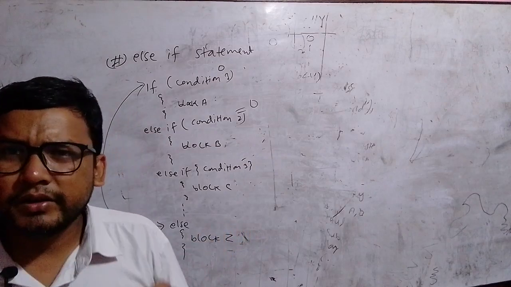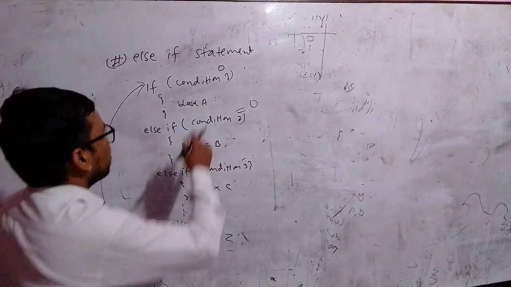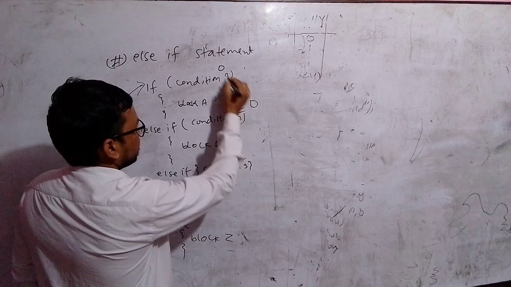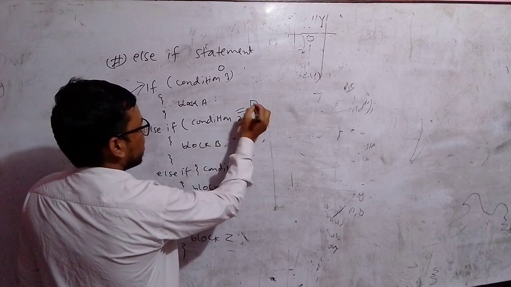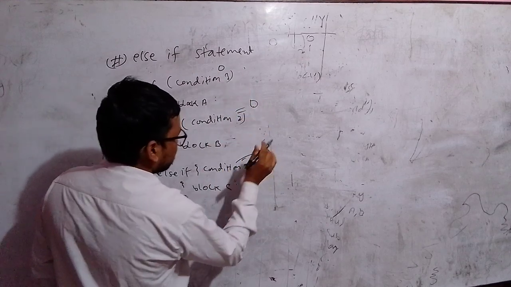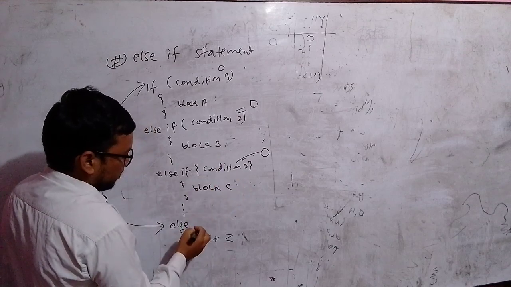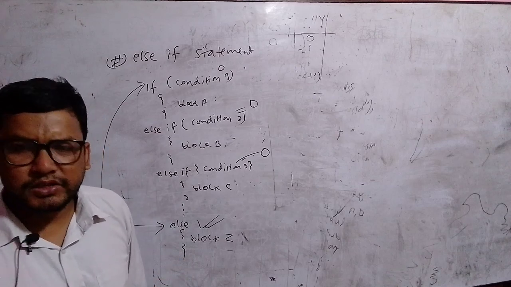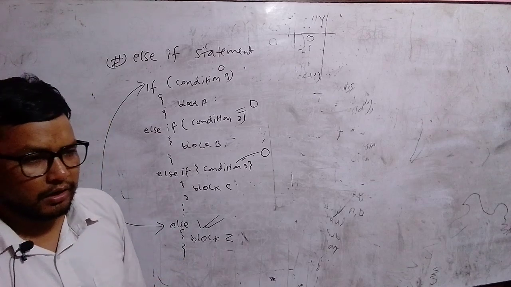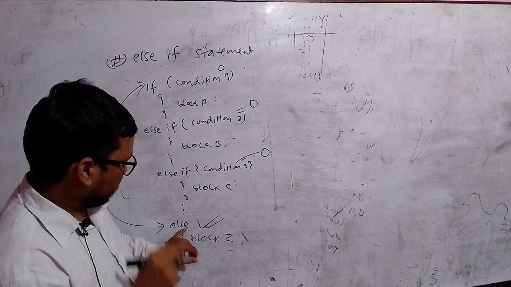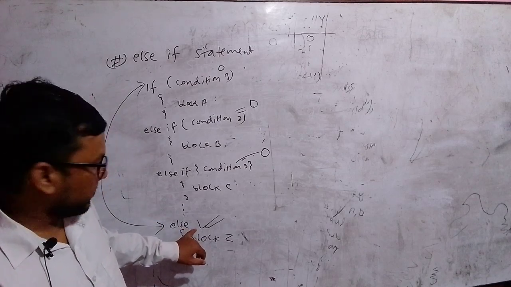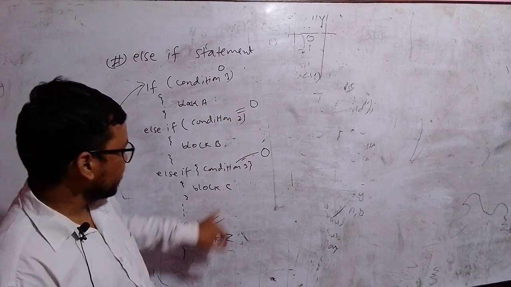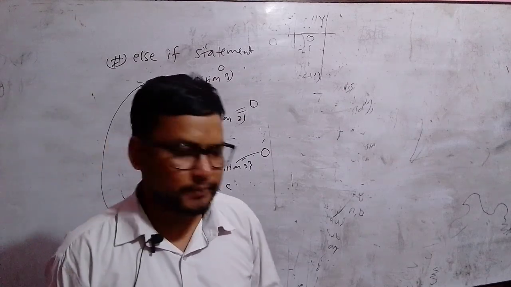And if all the conditions do not satisfy, for example, if these conditions do not satisfy and give 0, then at that point the block of the else statement will be executed regardless of other conditions. If other conditions do not satisfy, then the else statement will be executed.